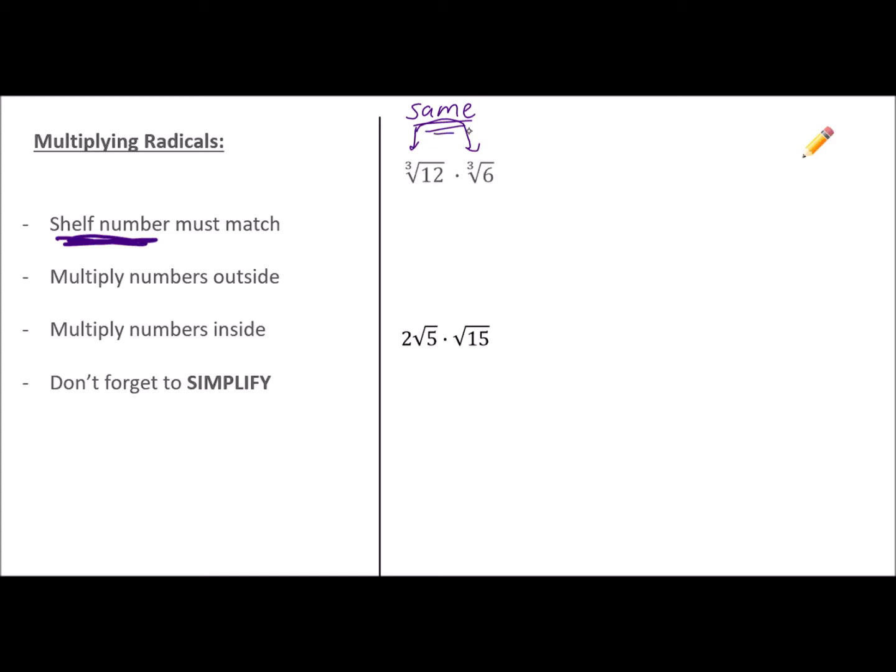Okay? When it comes to multiplying though, these inside numbers do not have to be the same. They do not have to match. Because what's going to happen is we're actually going to combine them into one radical, same number on the shelf, and you just take the inside numbers and multiply those guys together. So 12 times 6 would become 72.